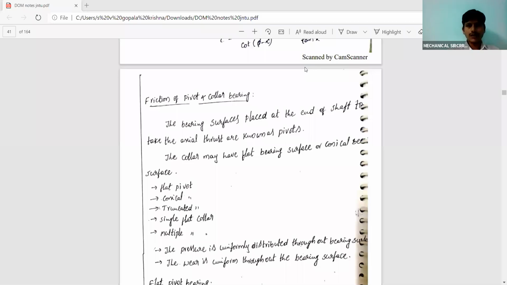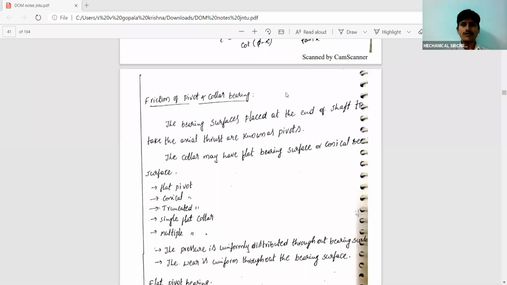Okay, now we are going to discuss today's lecture. Before that, we will rewind the last class. That is what we discussed in the earlier class: the friction of pivot and collar bearings, and how it is helpful particularly to the bearings in our machines.